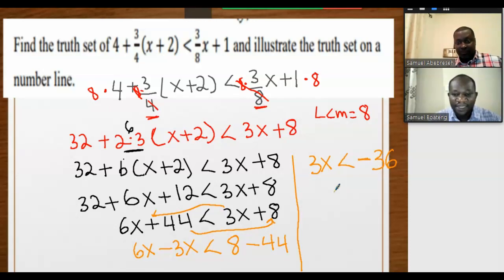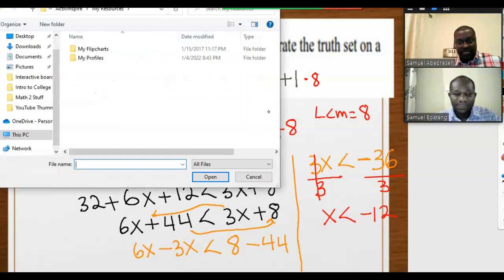Now we want to find x. So let's divide both sides by 3. Good. So the 3 will cancel the 3. Less than. Now minus 12. Yes, that is your answer. So you don't stop here. But the second part is you have to represent it on a number line. So let's go to the number line and represent our answer.